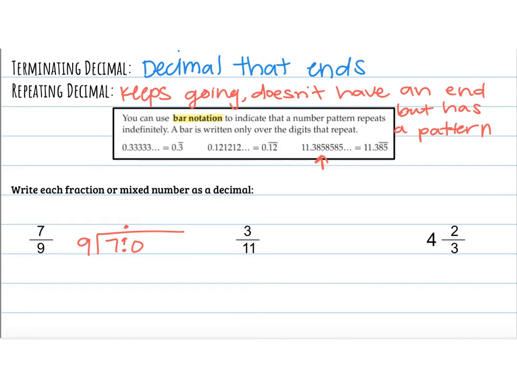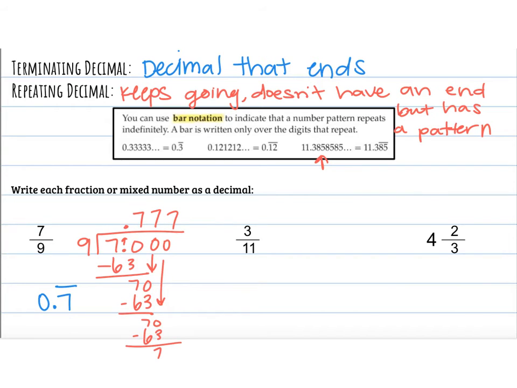9 goes into 70 7 times, which is 63. Oops. 70 minus 63 is 7. Add a 0. If you notice, we are having a pattern here, and it's just going to keep going. So instead of dividing forever, we can write this with bar notation. So since it's a 7 that's repeating, we can just write 0.7 with a bar over the 7. So 7/10 repeated.